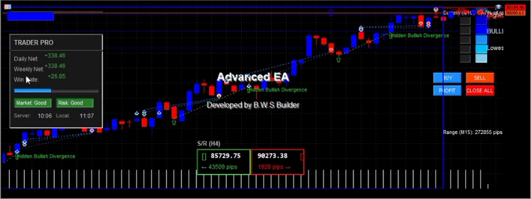So this also analyzes the market. It uses different strategies. Now it also analyzes the market for me. Then it tells me the market condition. The market is favorable. The risk is very good. So the risk I'm taking for this is very good. So that is one thing about this. It will tell you your local time and the server time.